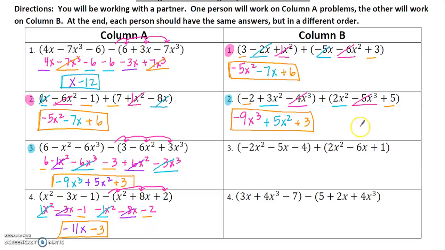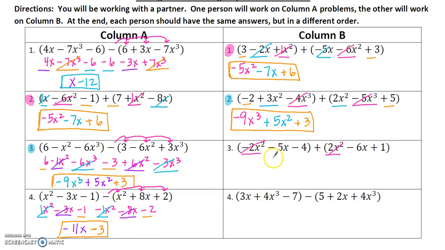Number 3. Again, I have a positive, so I'm not changing anything. I'm just taking it like it is. So I have a negative 2x squared and a positive 2x squared, because x squared is my largest exponent. A negative 2 plus 2 means they're going to cancel themselves out, and they're not even going to be there.